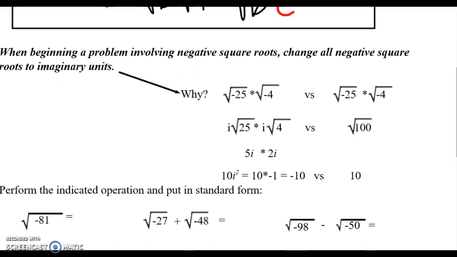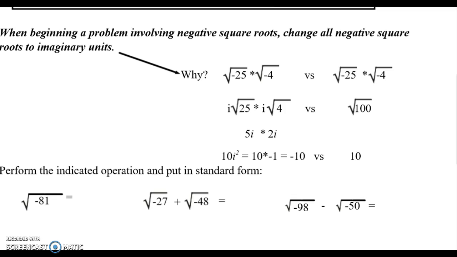So, when beginning a problem involving negative square roots, we're always going to change all of this. I'm going to highlight this. We're going to change all of the negative square roots to imaginary units. Why? Because otherwise sometimes, like right here, I would do this: the negative 25 times negative 4 would get positive 100, but then I would miss some different things coming out. So if I pull out the i first, then I get 5i times 2i. Well, that gives me 10i squared. And if you remember back to yesterday, i squared is negative 1, so the answer should be negative 10. But if I just multiply them together right away, I get positive 100. My negatives get lost, and that's not legal.